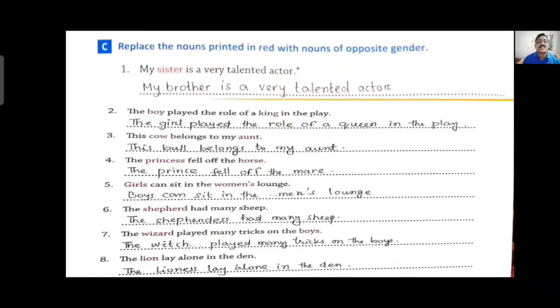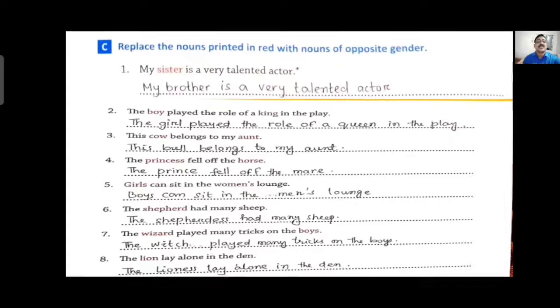Sixth one: the shepherd had many sheep. Shepherd is in red color, you have to change the gender of it. Female of shepherd is shepherdess. The shepherdess had many sheep. The wizard played many tricks on the boy. Wizard, feminine gender will be witch. The witch played many tricks on the boys. The lion lay alone in the den. The lion is in red color. You have to change it to the opposite gender; the opposite gender of lion is lioness. The lioness lay alone in the den.